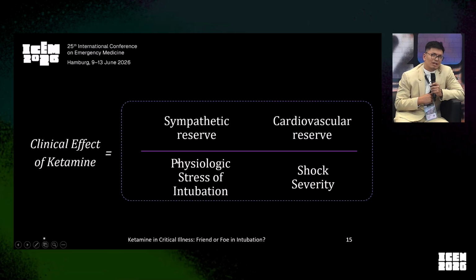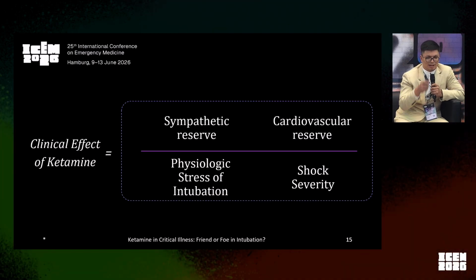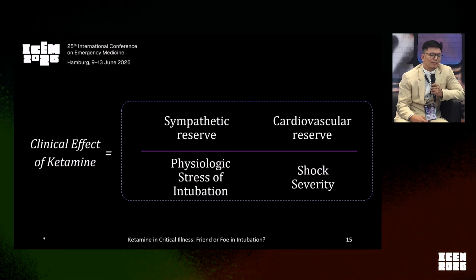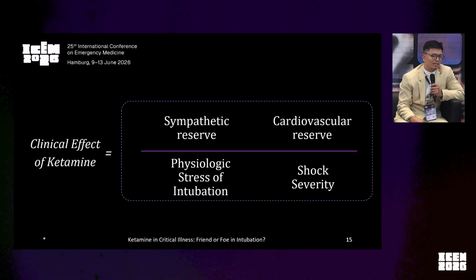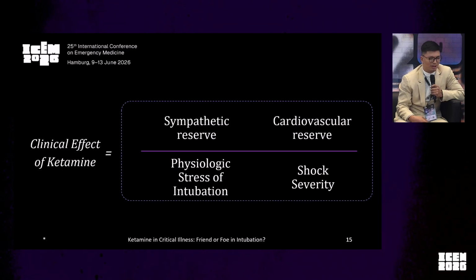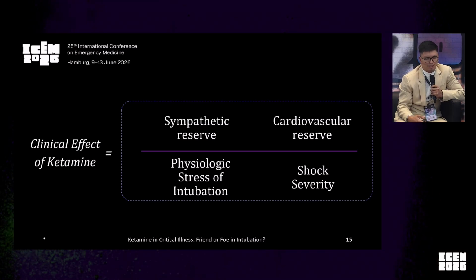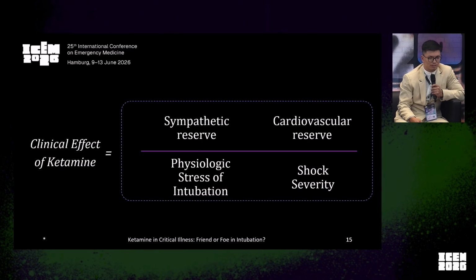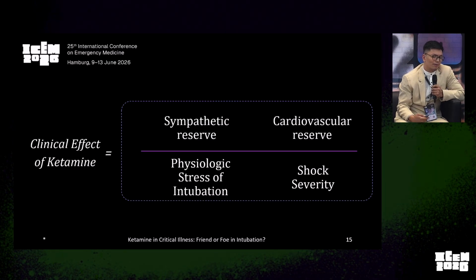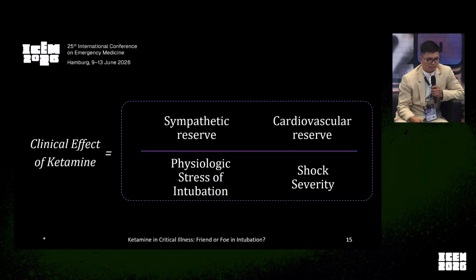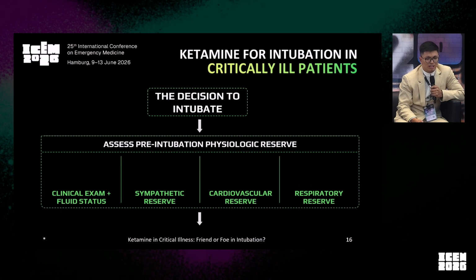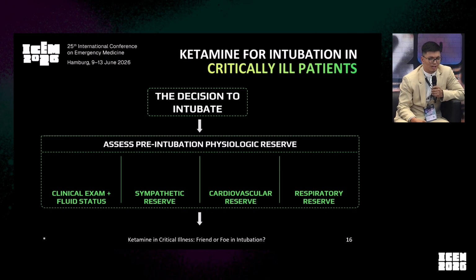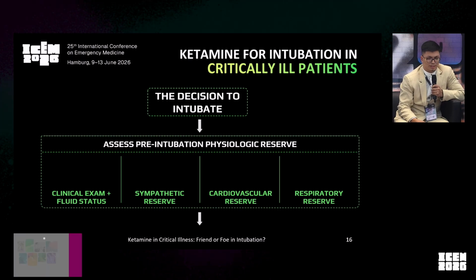So this model can explain the effect of clinical use of ketamine in critical care patients. We have some variables that can have a direct association with a positive clinical effect, like the sympathetic reserve and the cardiovascular reserve. You can probably have a direct myocardial dysfunction with ketamine. And there is an association, obviously inversely proportional, with the physiological stress of intubation and the shock severity, as you can see from the RCI trial findings. So this is a framework for what we can do to deal with this risk of cardiovascular collapse with ketamine use in critical care patients.